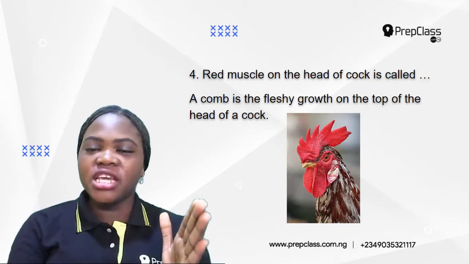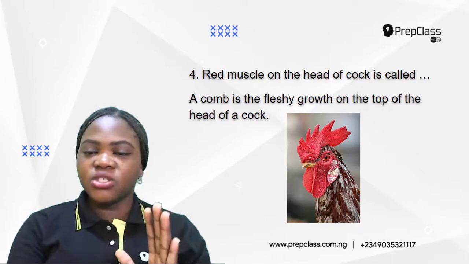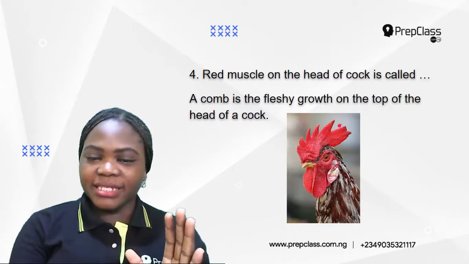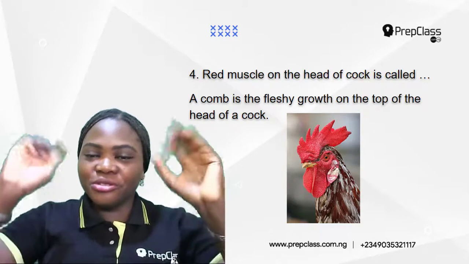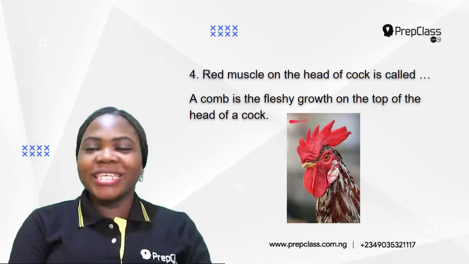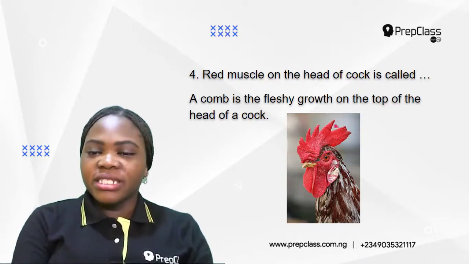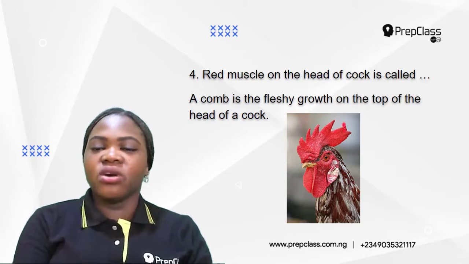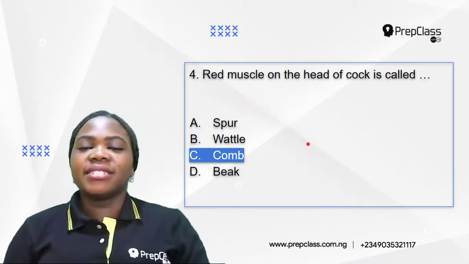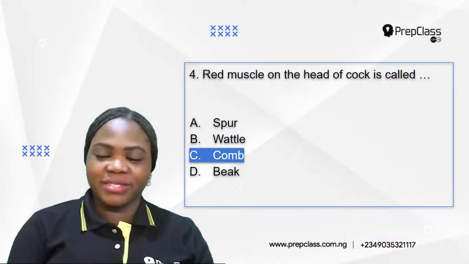It is the fleshy growth on the top of the head of a cock. Can you see it? So we call it a comb. Can you see it looks like a comb? Look at it. It looks like the comb you use to comb your hair. So that's why it's called a comb. So this red muscle on the head of a cock is called a comb. All right, so which of the options is correct? C is the correct option, comb.